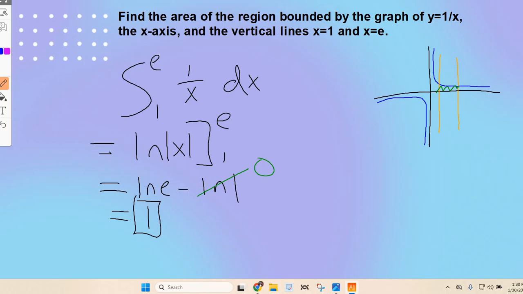Antiderivative rules. Next week my goal is to give y'all a little handout or foldable that has all of your antiderivative rules on it. You can also look at your derivative rules and just go backwards. So you technically already have them.